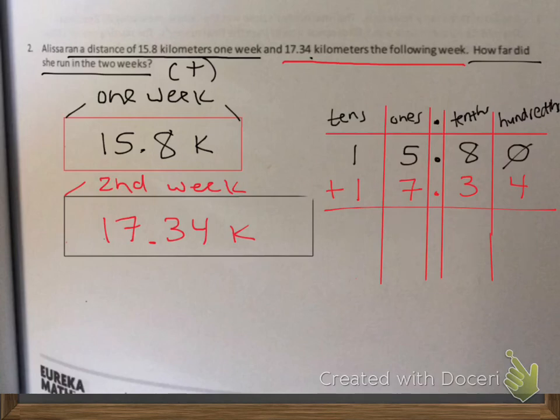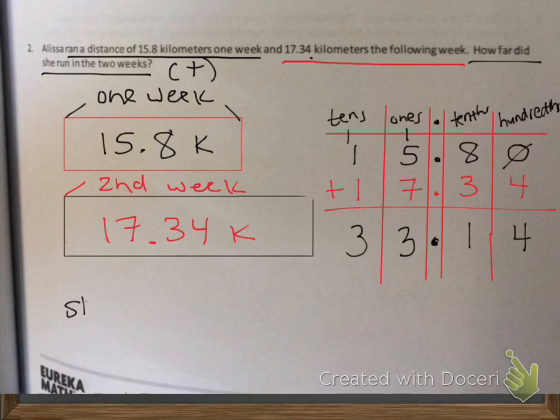Okay, I'm working in the hundredths first. So 0 plus 4 is, well, that's going to be 4. And then in the tenths place, 8 plus 3 is 11. Bundle. Don't forget your decimal. All right, don't forget that decimal. And then 5 plus 7 is 12. Oh, but plus the bundle, I almost forgot that bundle, is 13. Bundle. And then 1 plus 1 plus 1 in the tens place is going to be 3 tens. So our final answer is 33 and 14 hundredths.